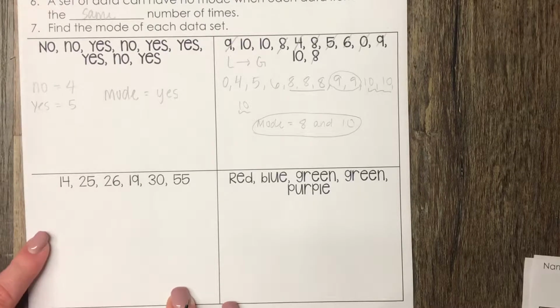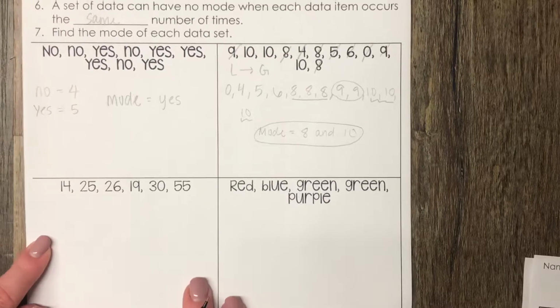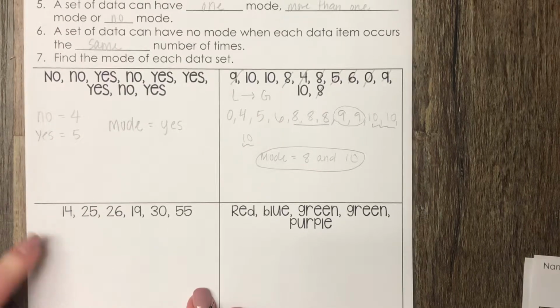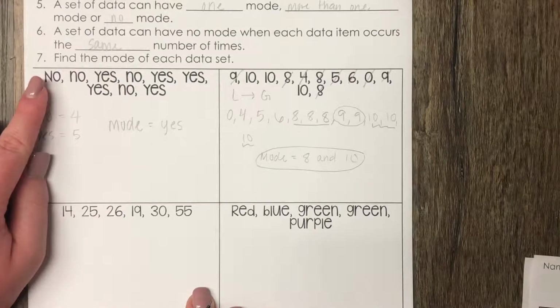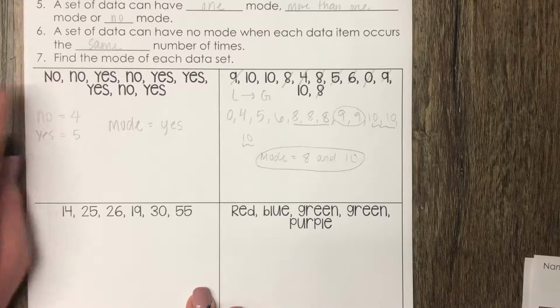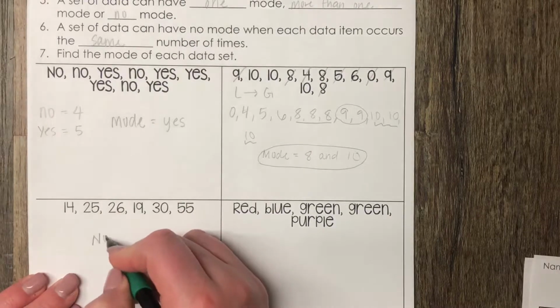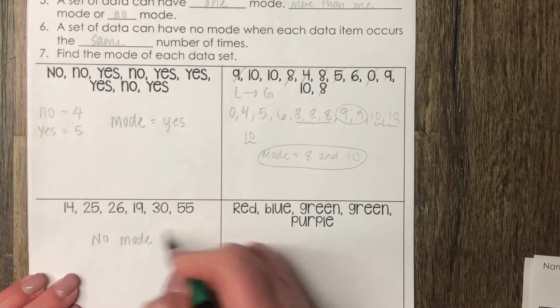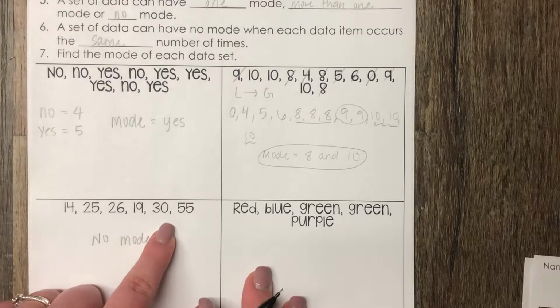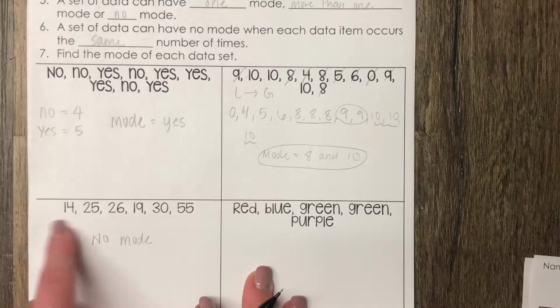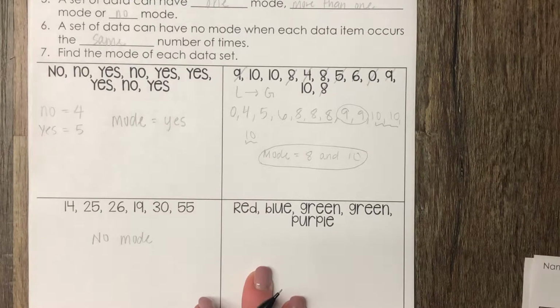Okay, so example 3, if we look at it, I don't see any number that appears more than 1 time. So what that would mean is if we read number 6 in our notes up here, it says a set of data can have no mode when each data item occurs the same number of times. So for number 3, we have no mode because there's not a number in this set of data that appears more than 1 time. It's all appearing 1 time, so there is no mode.